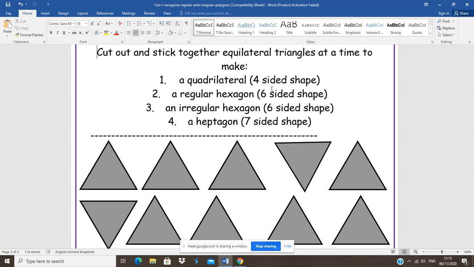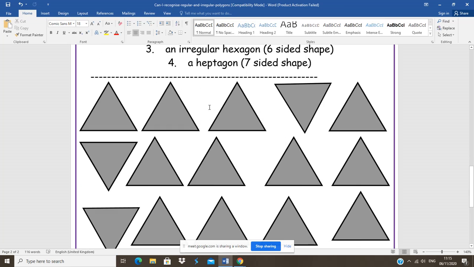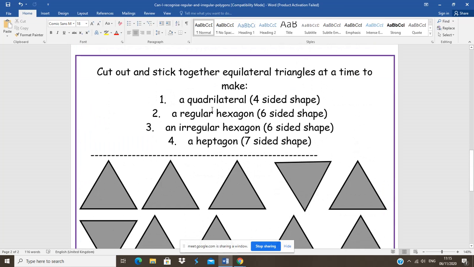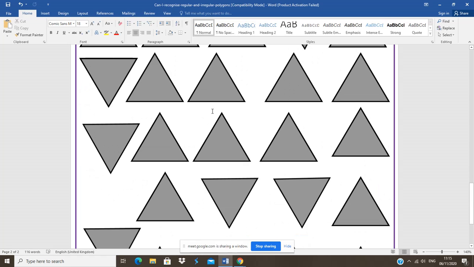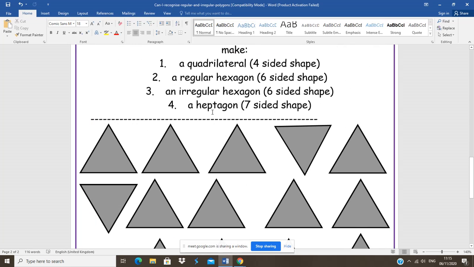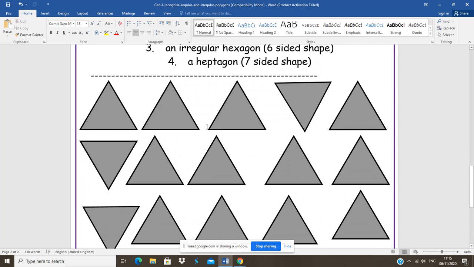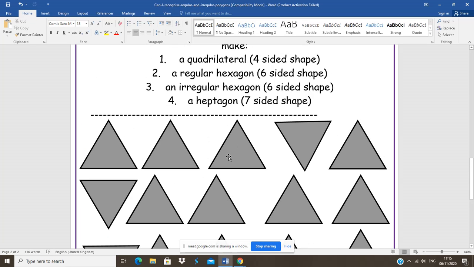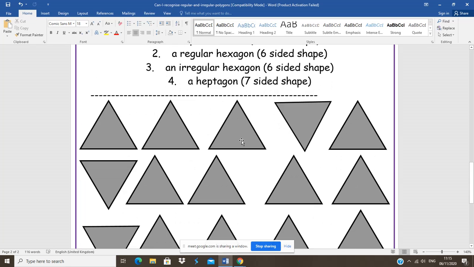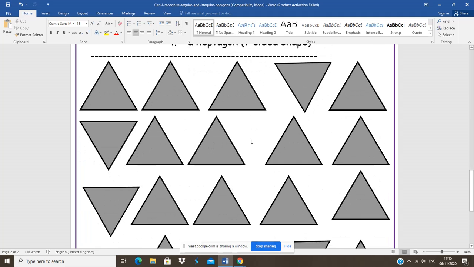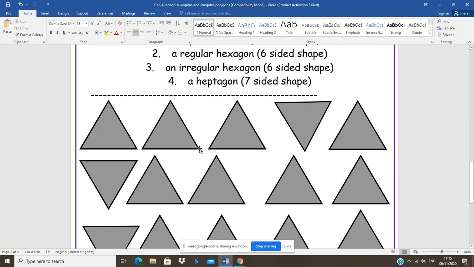Six. Six, okay, and so on. So what I want you to do, I will be sending this page to WhatsApp, okay? I don't want you to cut out the triangles. If you want to cut them out, you can do so. But if you don't want to cut them out, you could just trace them, okay?